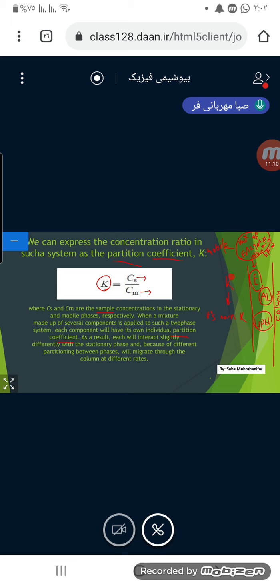So the enzyme has its own K, albumin has its own K, lipid has its own K, okay? So they will be separated from each other. Is it clear, or is it necessary for me to repeat it again or not?